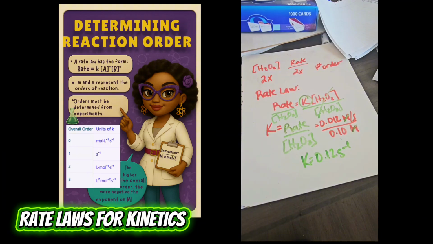All right? Now, y'all know we can't just do one problem, right? We got to do multiple examples to make sure that this sinks in to your mind, all right?